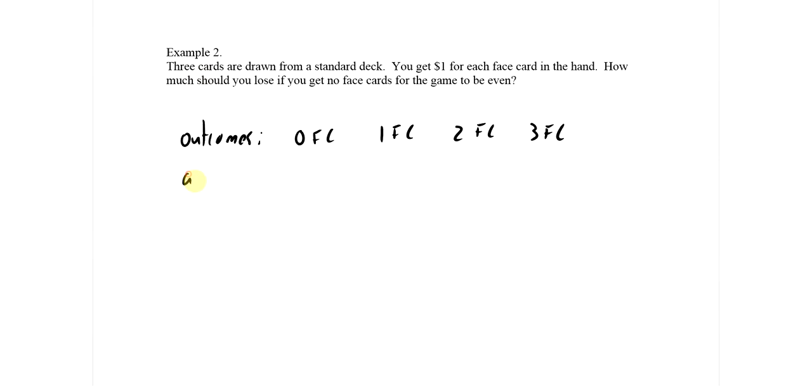What is the amount that you win each time? This is what the random variable technically is. Well, you get $1 for each face card in the hand. No face cards?